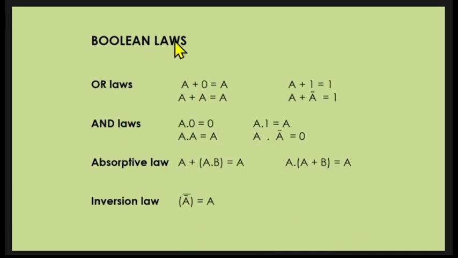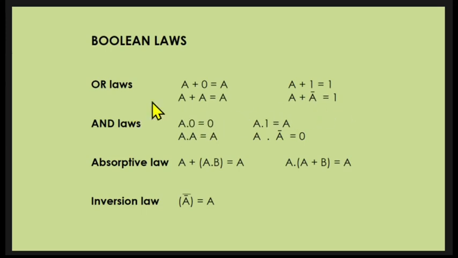Some more Boolean laws are: A or 0 is equal to A. This plus is OR operation, so you can read it as A plus 0, but it is an OR operation. So A plus 0 is equal to A, A plus 1 is equal to 1, A plus A is equal to A, A plus A bar is equal to 1.